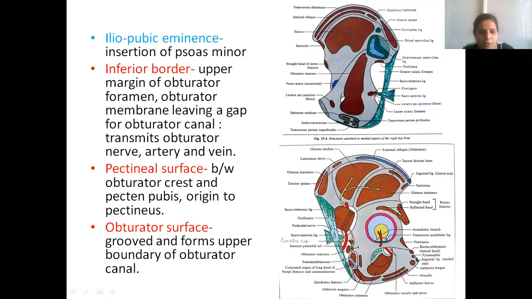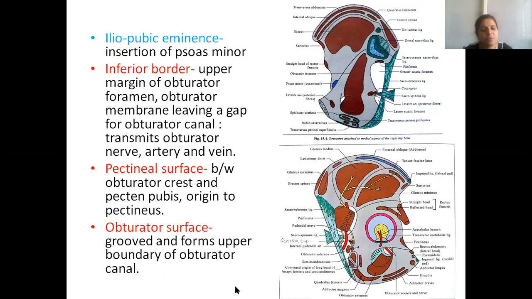and nerves. So we have seen the pectineal surface between the obturator crest and pecten pubis, where we have the origin of pectineus. Here you can see this is the pectineus origin, between the obturator crest and pecten pubis. Then the obturator surface. I told you this surface is the obturator surface, over this one.